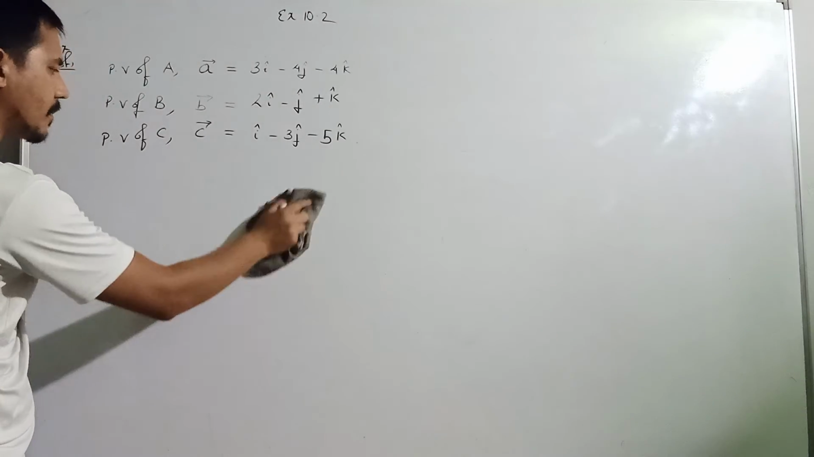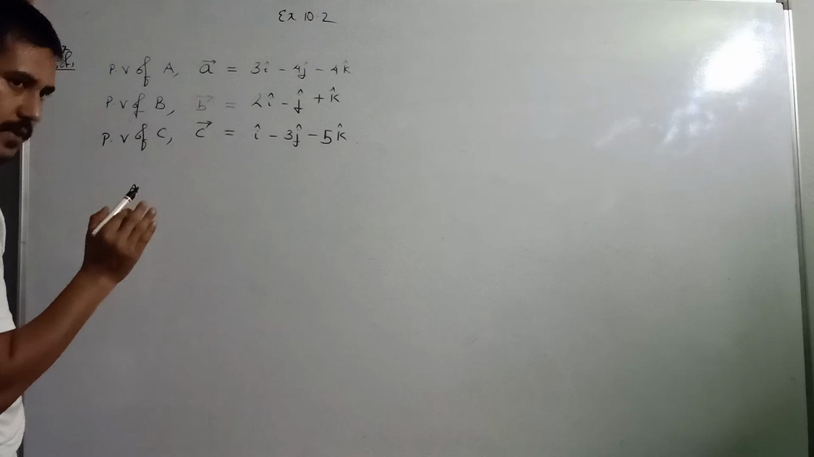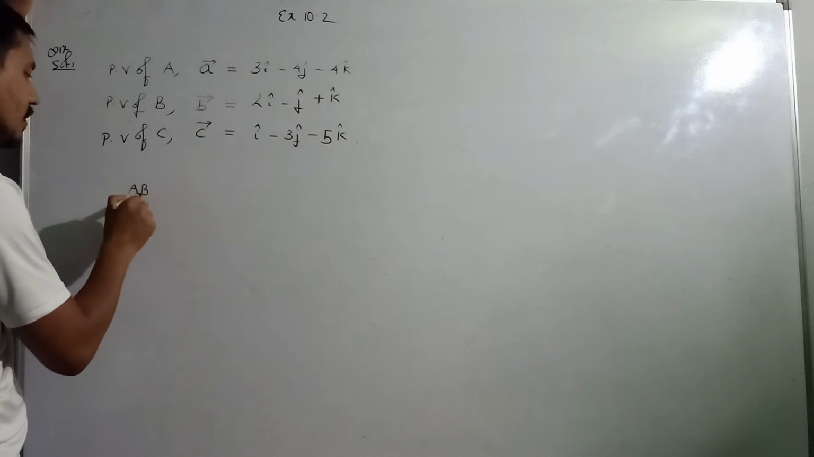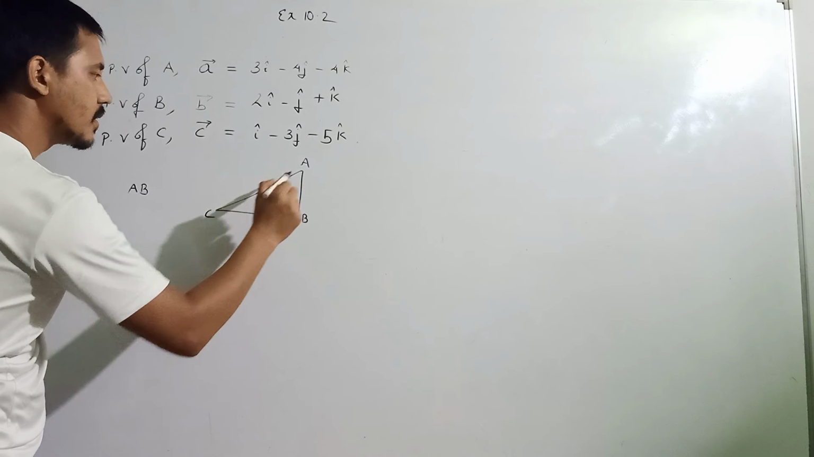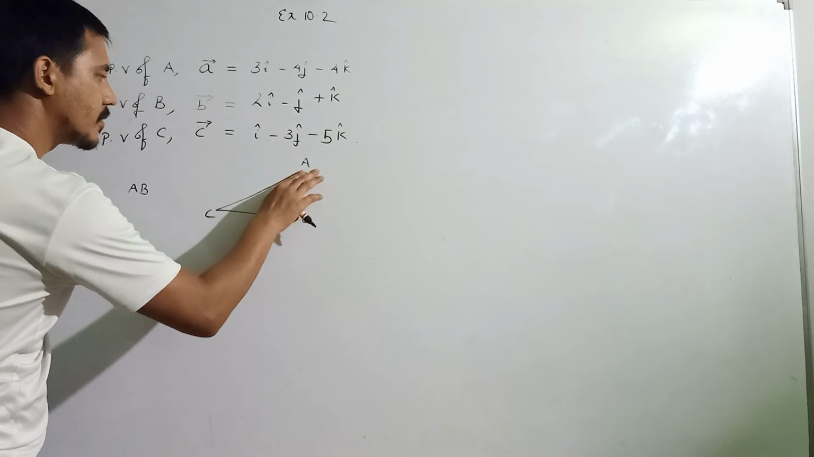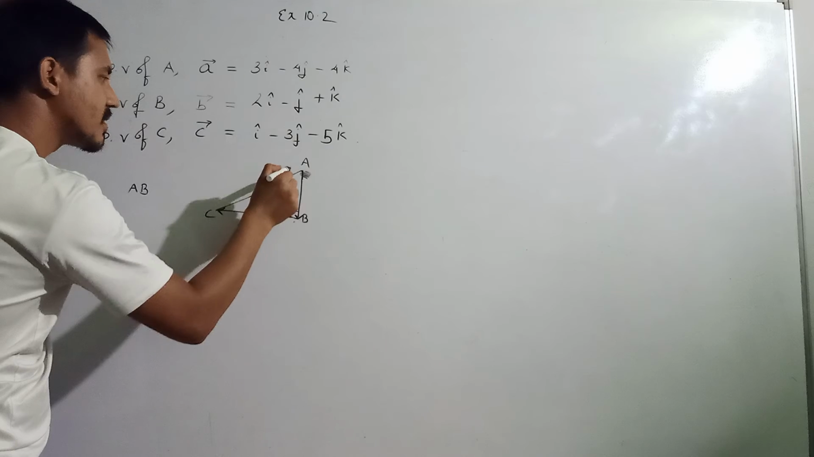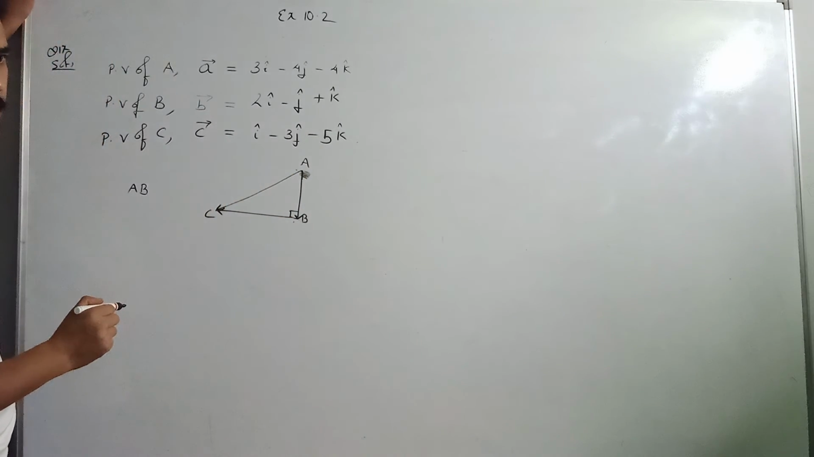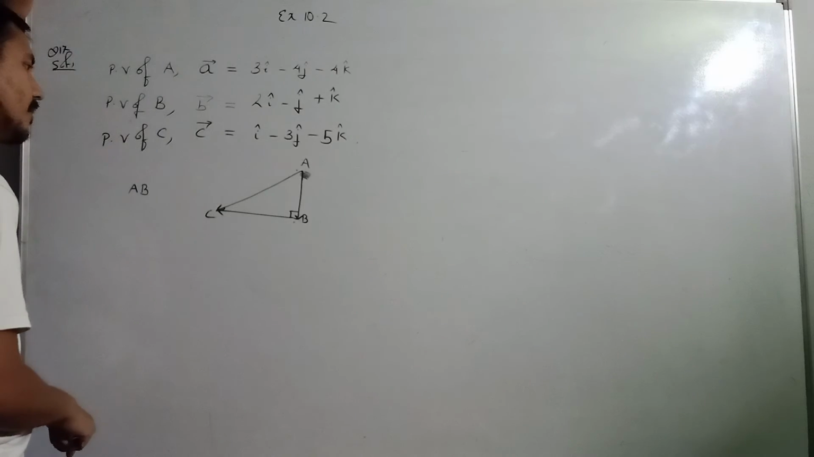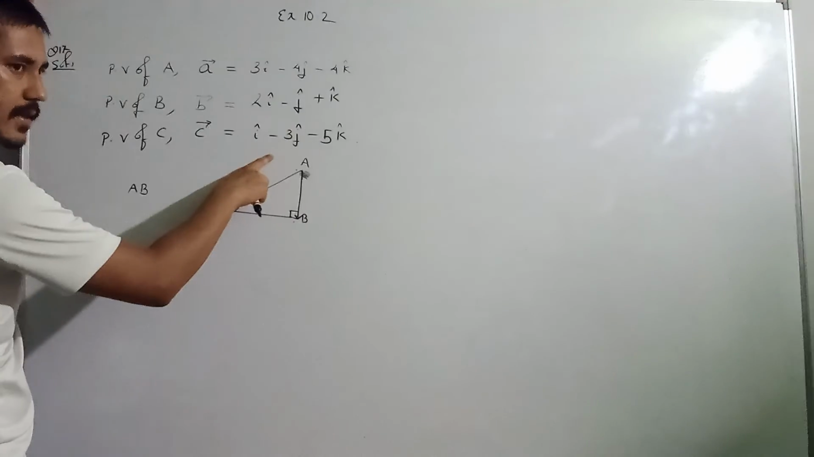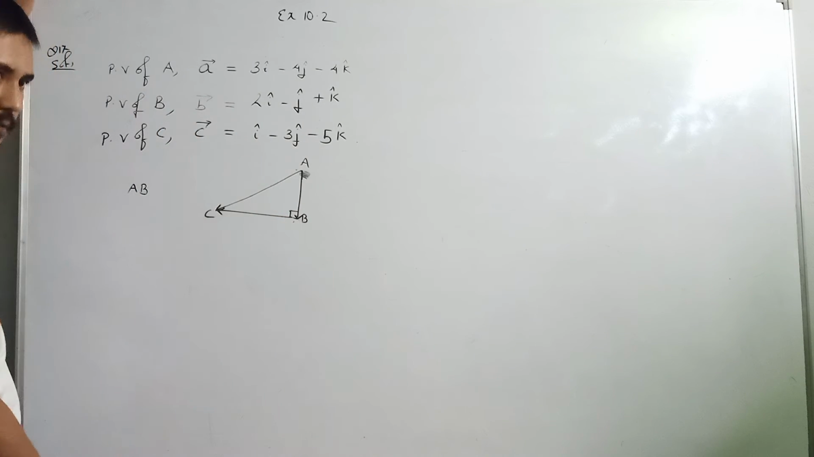See what I'm trying to say is, first you need to find out the measure of all the three sides, right? Suppose this is your A, this is your B, this is your C. I can draw in any order, okay? Suppose AB is directed like this, BC is directed like this, AC is directed like this. You can draw it any way, no problem. Now, the three sides are AB, BC, and AC. Measure of this side means magnitude of AB, measure of this side means magnitude of BC, and measure of this side means magnitude of AC.